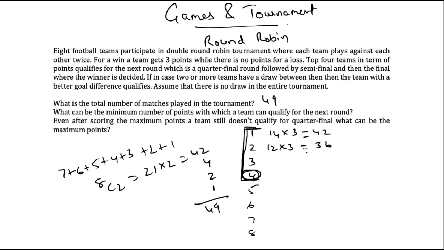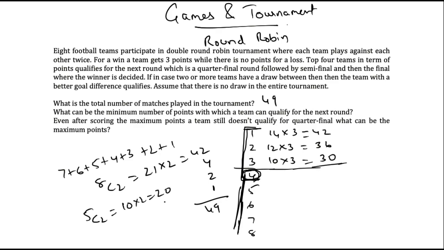Team 3 will also play 14 matches, but it can't win 14 nor 12, so it has a maximum of winning 10 matches, with 30 points. Now we have made the top 3 teams with the maximum points. Now we need team number 4 with minimum possible points. Teams 1, 2 and 3 have played against 4, 5, 6, 7 and 8, but these 5 teams haven't played against each other. If they play each other, it is 5C2, that is 10, and it is a double round robin, so it will be 20 matches.